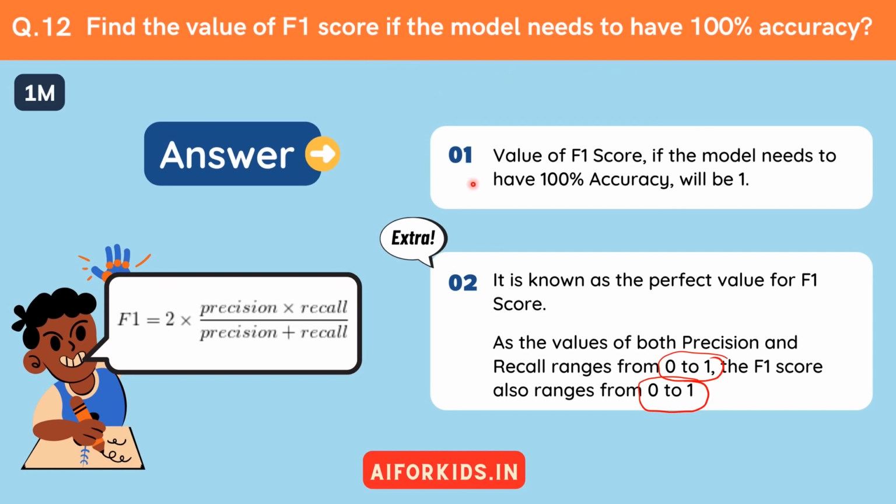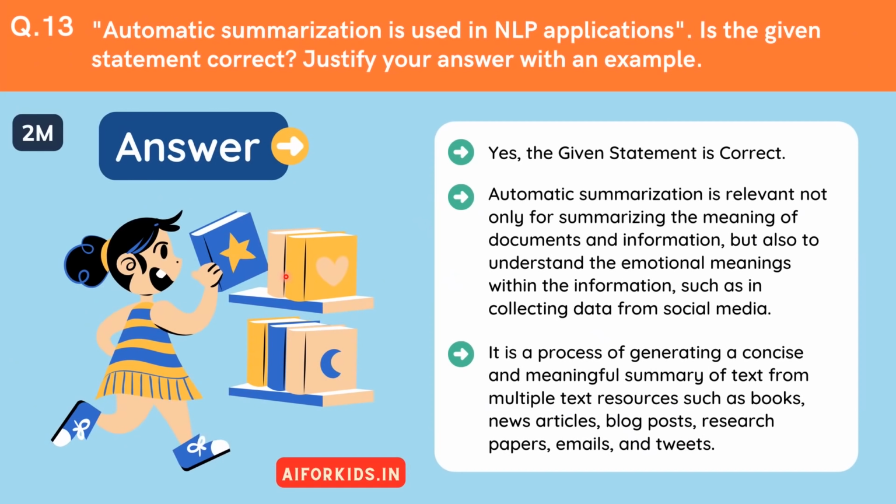So here it is. The point 1 is, the value of F1 score if the model needs to have 100% accuracy will be 1. Okay, this is extra which I wrote. It is known as the perfect value for F1 score, as the values of both precision and recall range from 0 to 1. The F1 score also ranges from 0 to 1.